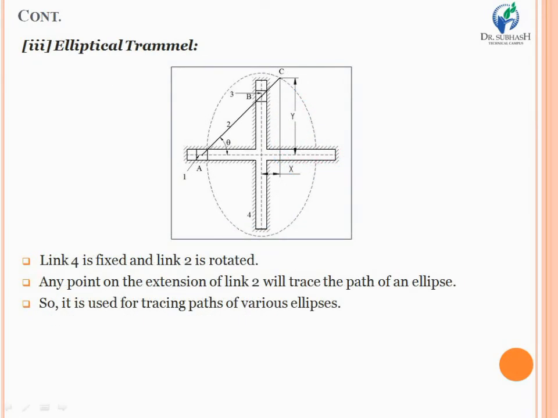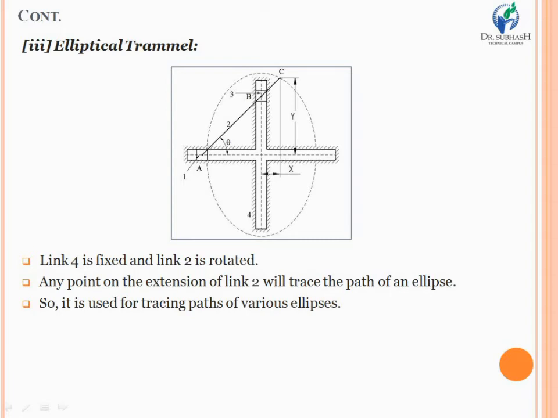After that, one more inversion of the double slider crank chain mechanism is obtained, and that is the elliptical trammel. Basically, the elliptical trammel is obtained if you fix link 4 of the double slider crank chain. So this is an example of the fourth inversion of the double slider kinematic chain, and any point on the extension of link 2 will trace the path of an ellipse.